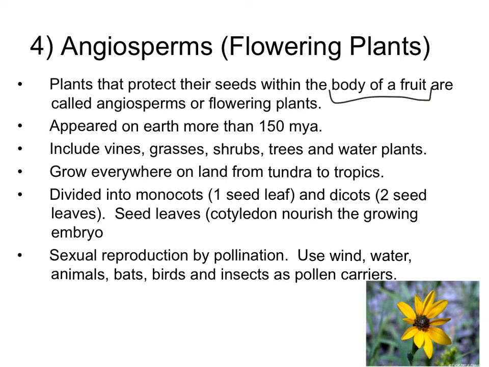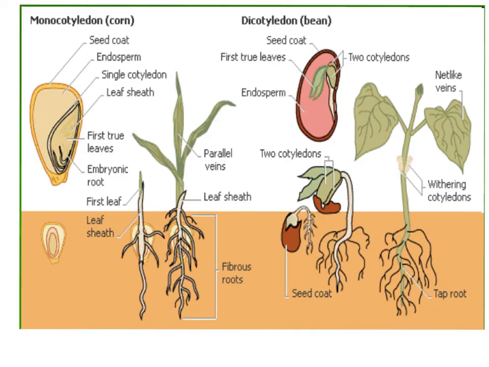These angiosperms will include lots of different things like vines, grasses, shrubs, trees, and water plants. Anything that's going to produce flowers. They will grow everywhere on land. This group can be divided into monocots and dicots. So when we're talking about monocots and dicots, these two types of angiosperms get their name from the number of embryonic leaves in the seed.